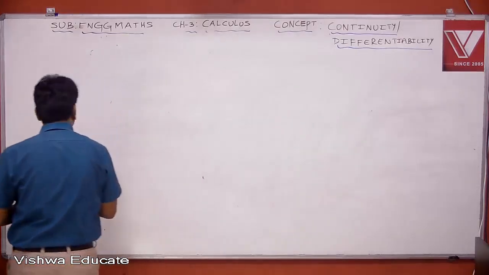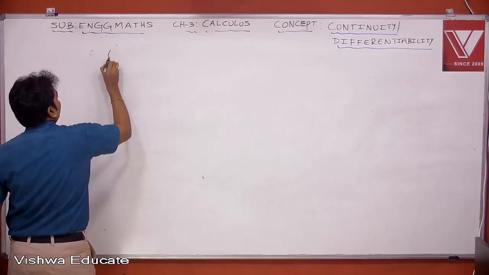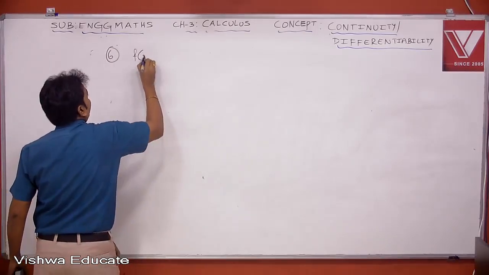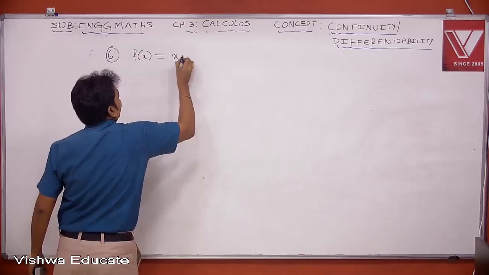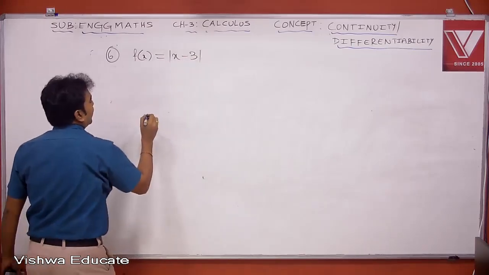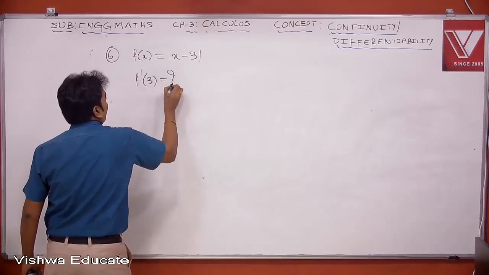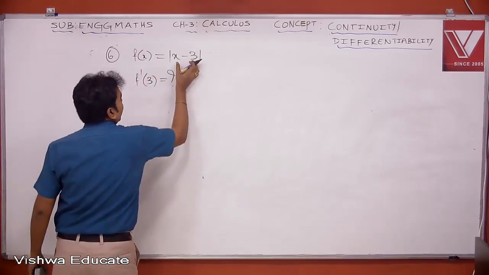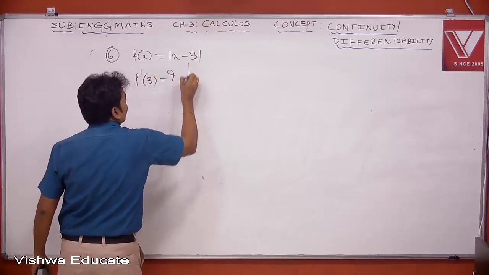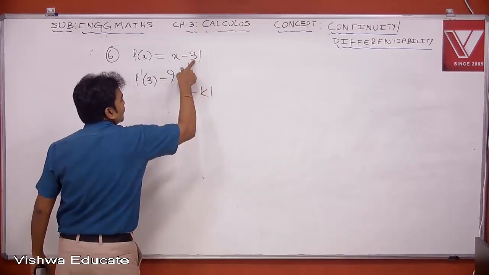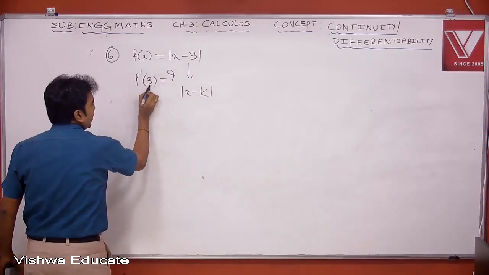Now, as a last example, we discuss modulus of x minus k by taking specific values of k. Suppose f of x equal to modulus of x minus 3. Now, let us discuss its derivative at 3. We concentrate on f dash of 3. So, here it is in the form modulus of x minus k, where the k value is 3. That's why we discuss its derivative at 3.